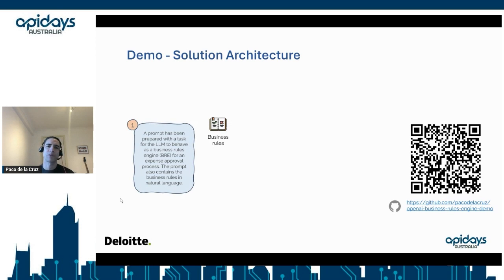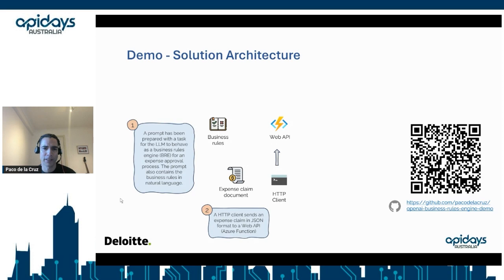Now, in terms of the solution architecture, first I crafted a prompt that I prepared for the LLM, instructing the LLM to behave as a business rules engine for an expense approval process. This prompt also contains the business rules the LLM should follow.